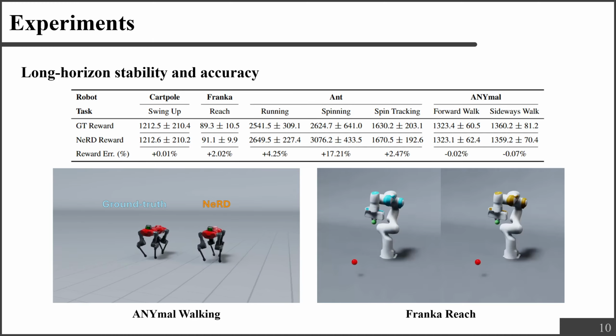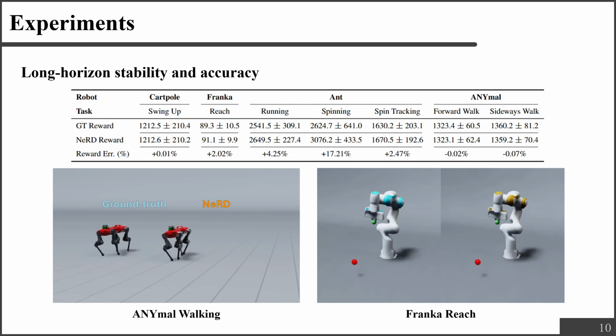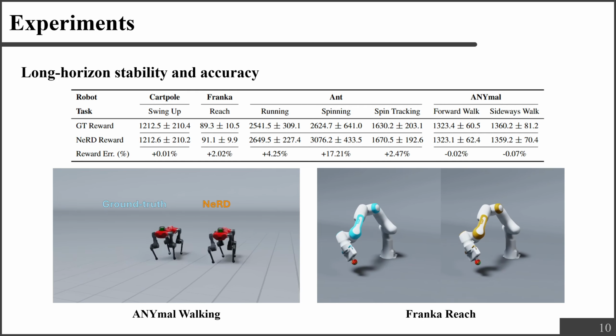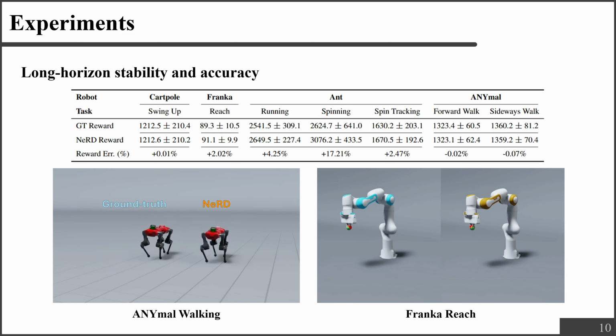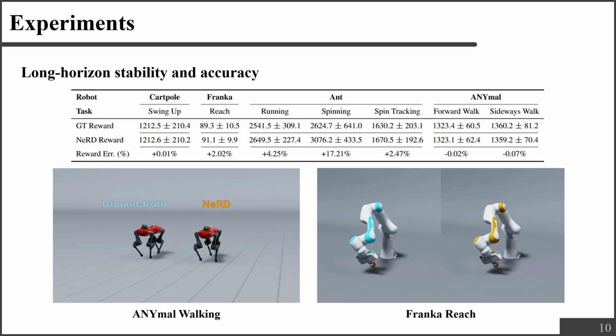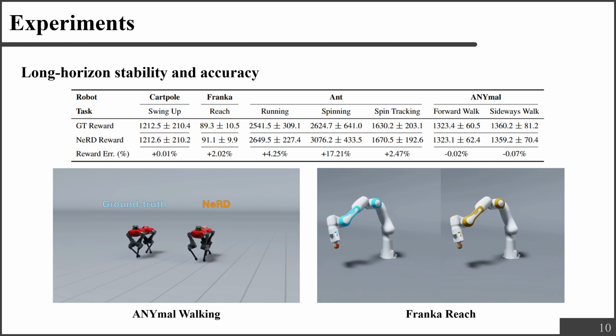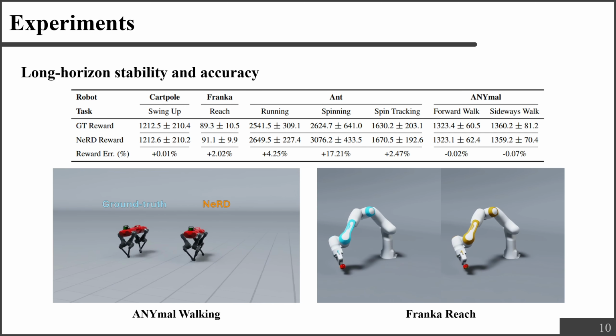The first experiment tests long-horizon stability using passive motion. They set joint torques to zero and just roll out dynamics. The robots used in the tests are cartpole, Franka, Ant, and Anymal.